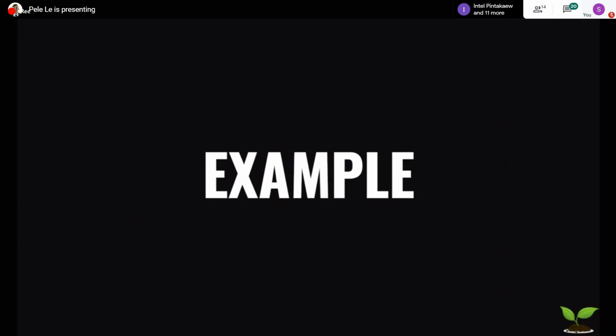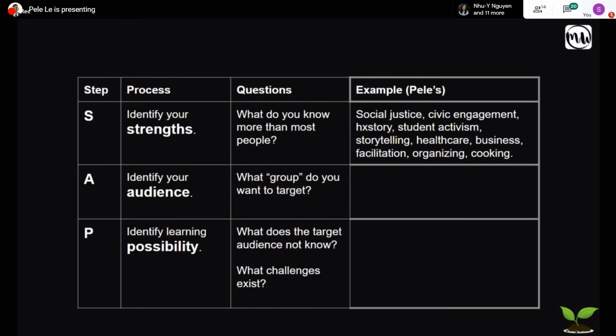Cool. Thanks, Atel. For the sake of time, we're going to try to do very brief examples just to help people digest exactly this process. And so for me, in this particular example, I'm going to just use myself.